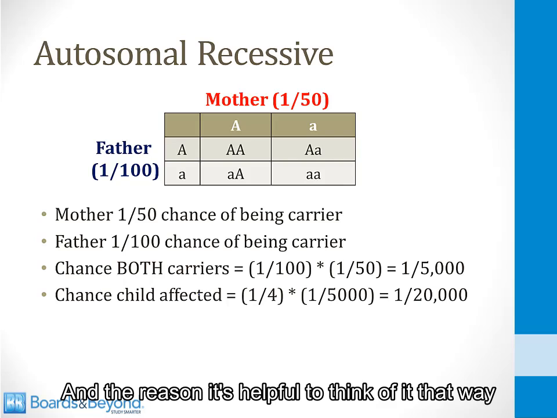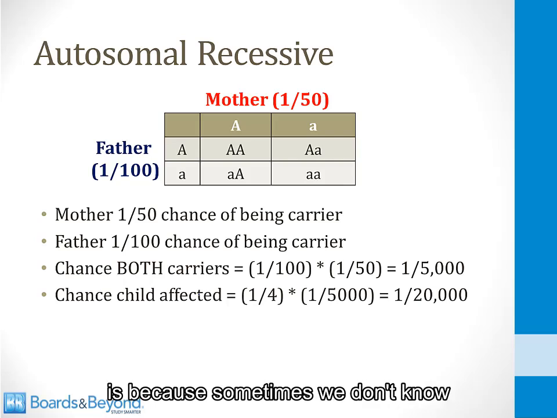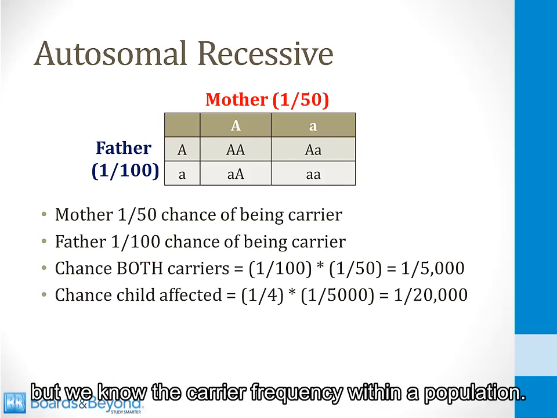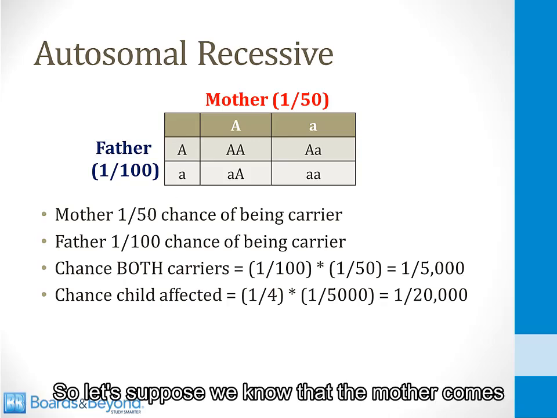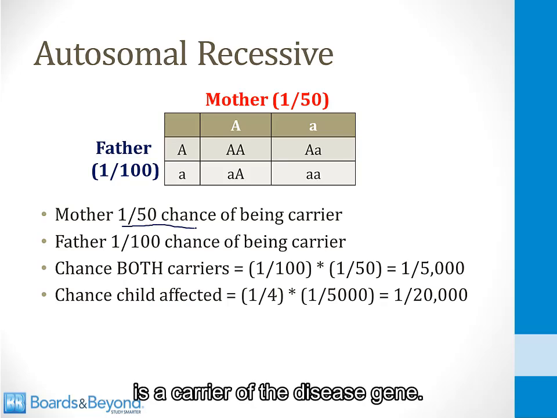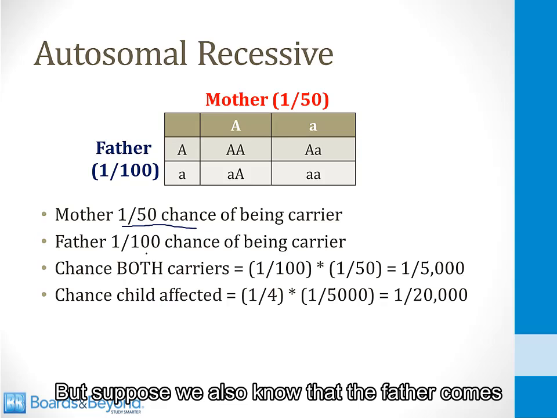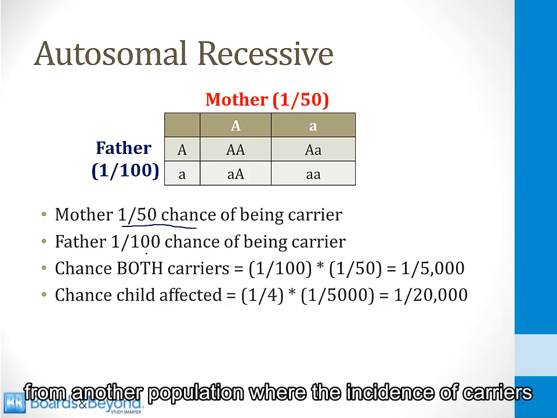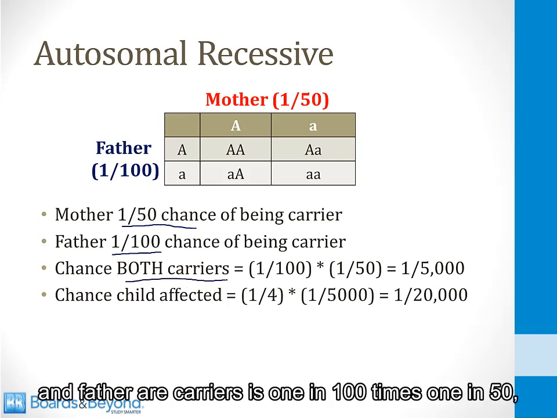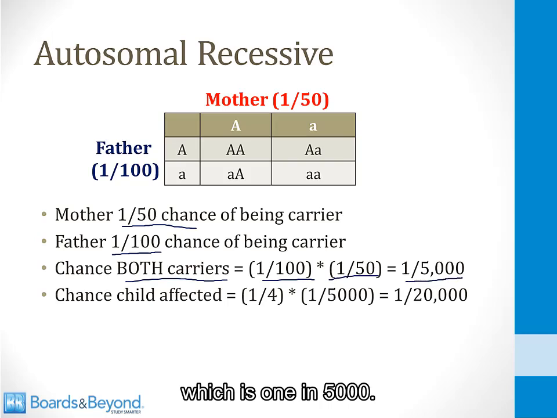And the reason it's helpful to think of it that way is because sometimes we don't know whether the mother or father are carriers, but we know the carrier frequency within a population. So let's suppose we know that the mother comes from a population where 1 in 50 individuals is a carrier of the disease gene. Let's suppose we also know that the father comes from another population where the incidence of carriers is 1 in 100. This means the chance that both the mother and father are carriers is 1 in 100 times 1 in 50, which is 1 in 5,000.